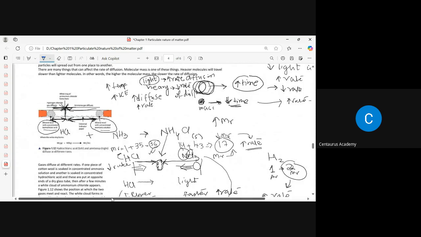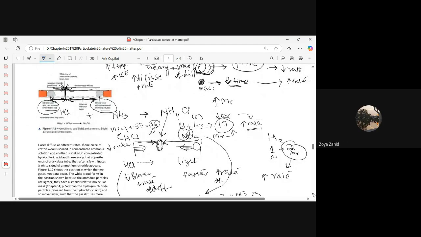Is this point clear? Yes. Okay. Miss, are these the only two factors? Sorry? Are these the only two factors? Yes, yes. These are the two factors.